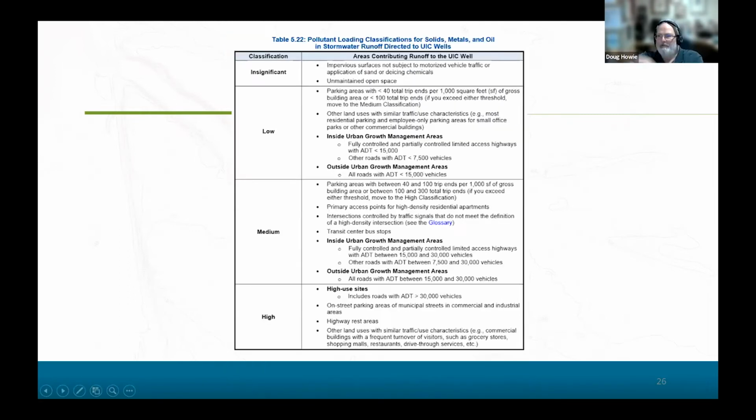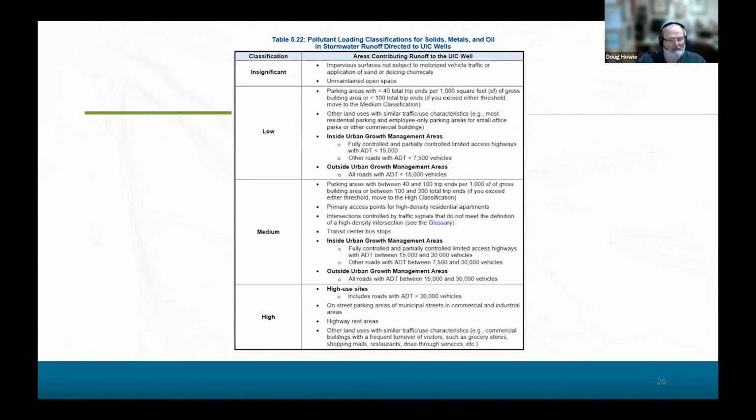So I've determined my level of treatment. Now, what kind of land use do I have? Here is a way of looking at the land use you have. Similar to the chart that we had a few figures ago, where we used land use to determine whether you had to do metals treatment or basic treatment, we have a land use identification: parking areas, other land use characteristics, roadways inside and outside the urban growth management area, insignificant for no motorized vehicles.